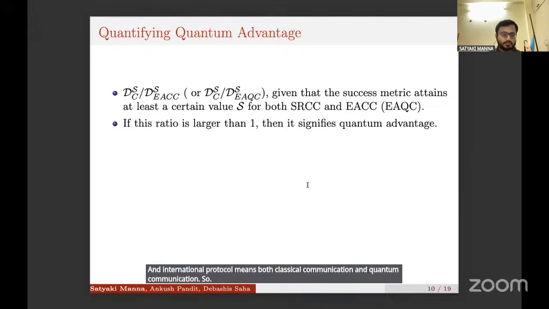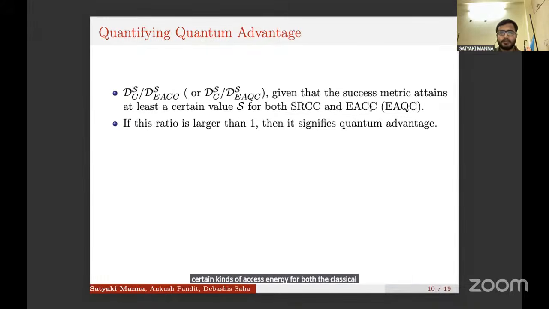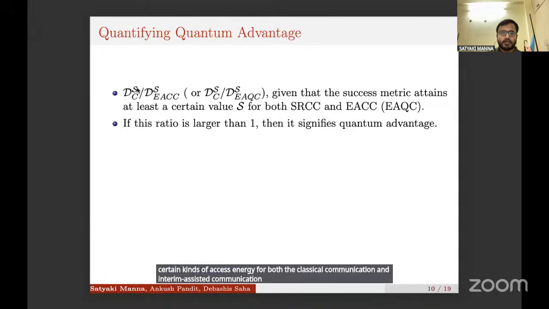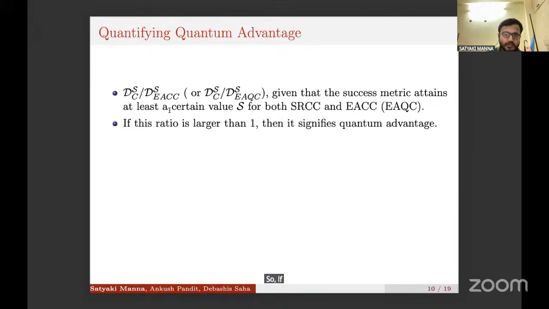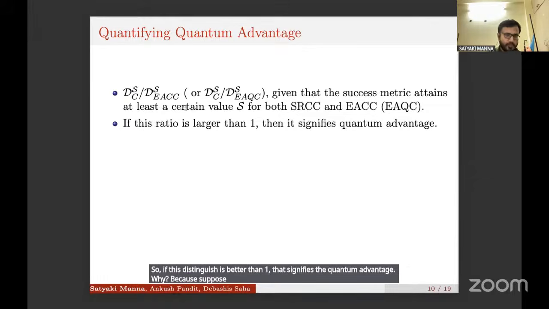So how can we quantify the quantum advantage? We can do it in two ways. Firstly, we can fix a certain value of the success metric for both the classical communication and entanglement assisted communication, and then find the ratio of this distinguishability, classical by entanglement assisted. If this ratio is greater than 1, that signifies the quantum advantage. Why? Because suppose we get the same success metric, but we need more classical distinguishability, that makes classical communication less private. Entanglement assisted communication would be more private. That's why this signifies the quantum advantage.